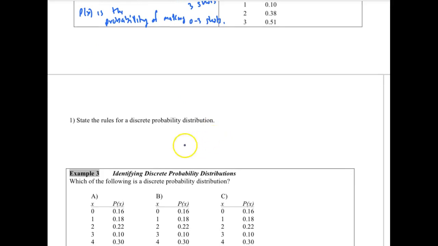Those are the rules, right? The first rule is that the sum of all of those probabilities, that's the sigma symbol, has to equal 1. And the second rule is that each of those probabilities has to be between 0 and 1. Again, this is very similar to a probability model that we had in the previous section.